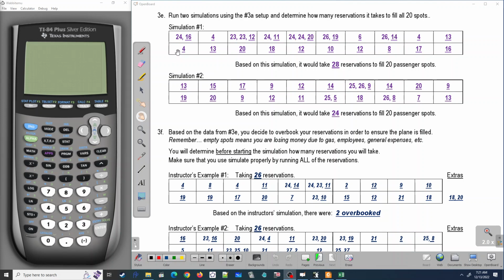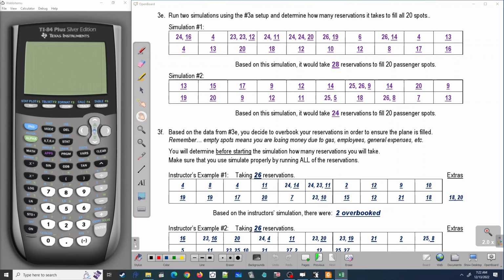This is very similar to what I did in my hotel booking situation, except with more seats and a little harder to do. That's why you might see boxes like these where it took multiple reservations before I would actually fill it in. In this case, it took me 28 reservations to fill all 20 passenger seats. I did this again, and this time it only took me 24 reservations to fill 20 passenger seats.